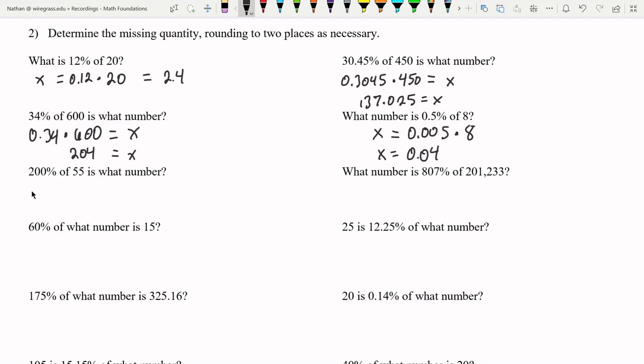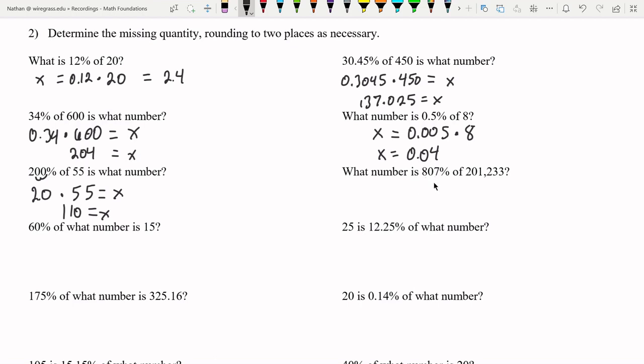Okay, 200%, that's going to be 2.0, right? 2 spaces, so it's just going to be 2 of 55 is what number? Now note 200% is above 100%. So actually, this number is going to be bigger than our whole. 55 is the whole, but 200% of 55 is actually going to be 2 times 55, which is 110. So in this case, the part, quote unquote part, that's why it was in quotations, 110 is actually bigger than the whole.